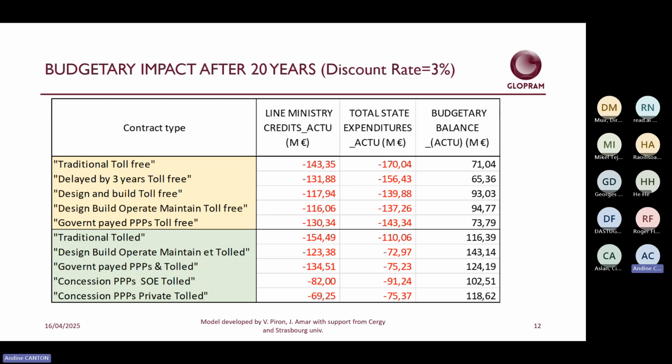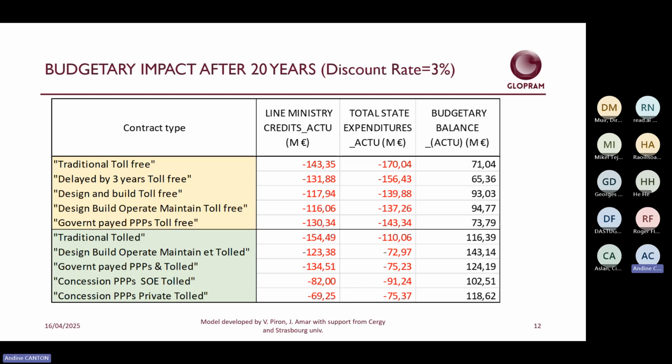And you see that in my hypothesis, they are all positive. If it is tolled, clearly the result is very, very much higher than if it is toll-free. This is quite normal. And it should be the first question when doing an infrastructure, should it be tolled or not?